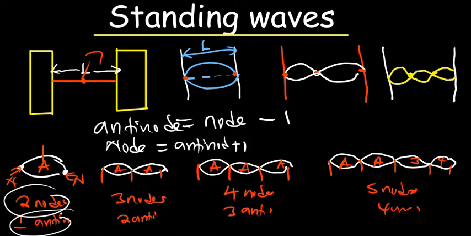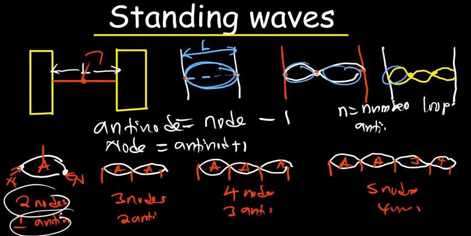But like we have said, n is the number of loops. So number of loops is the same as the antinode. These are loops. This is a loop, a loop, a loop, a loop, a loop, a loop. Okay. So when we're talking about the antinode, what you should be remembering is it's the same as the number of loops. So if you know the number of loops, meaning you know the antinode. If you know the antinode, you can say antinode is equal to node minus 1, or node is equal to antinode plus 1, to find the node if you know the antinode. Okay.